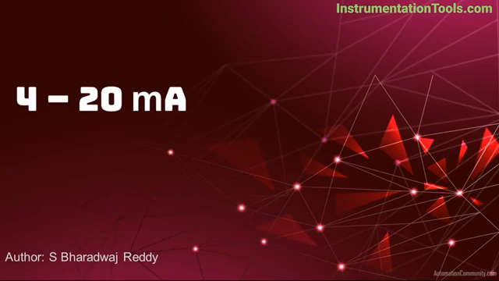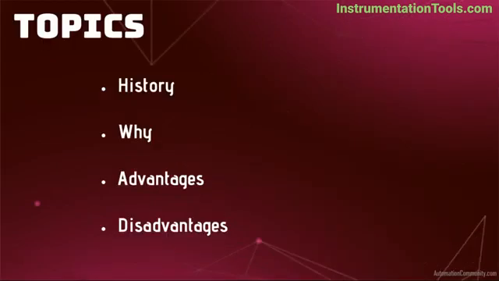In this video, we are going to learn about the 4 to 20 mA current signals. After completing the video, you should be able to understand the basics and the history of 4 to 20 mA current signals. The learning objectives of this video are: industrial history, why we use 4 mA to 20 mA as a standard signal, advantages and disadvantages.